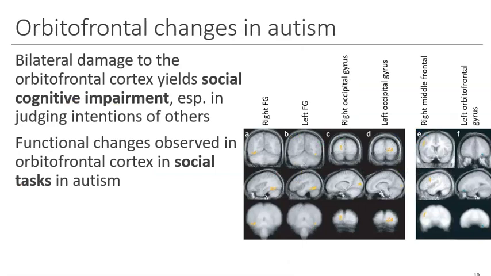And then there are, of course, also some orbital frontal changes in autism. So we see bilateral damage to the orbital frontal cortex yields social cognitive impairment. In other words, if you damage that area, you get social cognitive impairment. And we especially see this in judging intentions of others, so what other people are meaning to do. And so we see functional changes observed in the orbital frontal cortex in social tasks in autism.